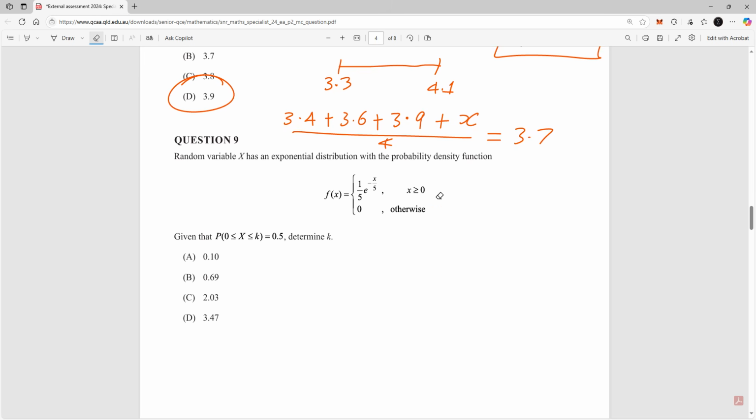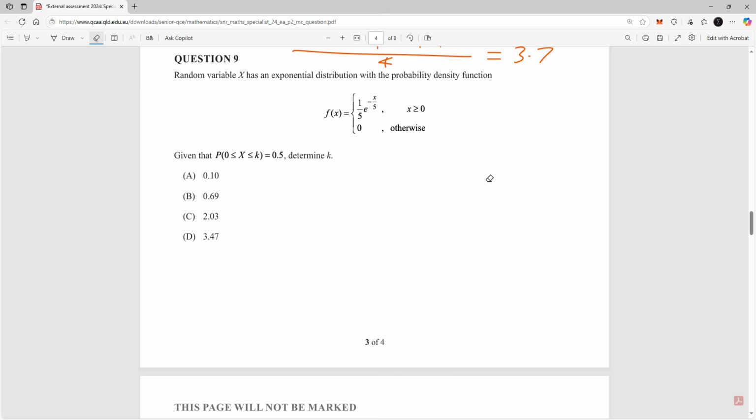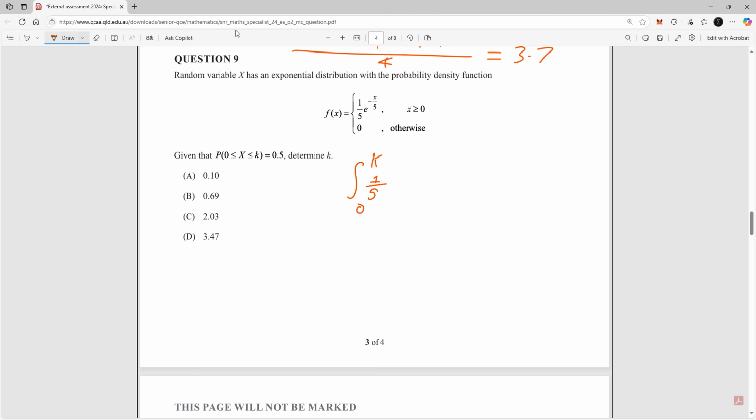Okay. All right. So question 9. A random variable x has an exponential distribution with a probability density function given by here. Given that the probability between 0 and k is 0.5, determine k. Okay, so this should be pretty easy. So if you integrate between 0 and k of a fifth e to the negative x over 5 dx, that will give you a half there. So all we have to do is solve for this.